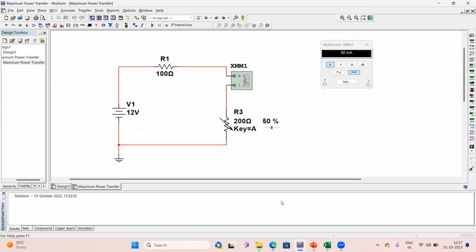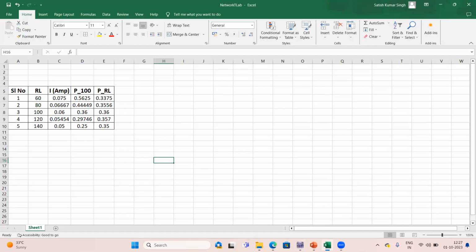I have written that power here as P100, meaning the power delivered to the 100 ohm resistance, and this is the power delivered to the load resistance for the load value mentioned in this column. We can calculate that easily, because power is current I squared multiplied by the resistance, right? So I have done that here.